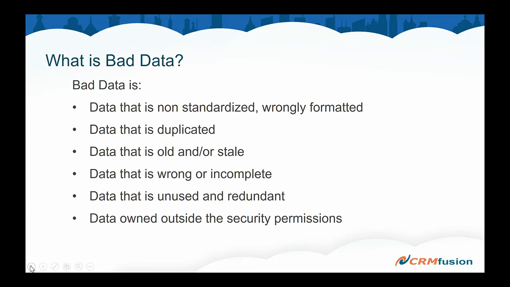It's data that is duplicated. Probably one of the biggest concerns in any kind of CRM system is the amount of duplicate data that's in it. Data can go old, it can be stale. Data can be wrong or incomplete. Data can be unused and redundant. And data can even be owned outside of the security permissions. Ever seen that? When you go into a CRM system and you find there's a whole bunch of data that nobody has permissions to see. That's always an interesting one.